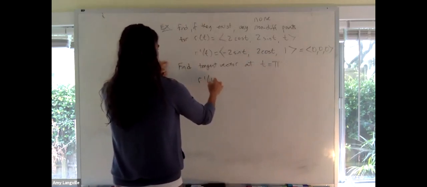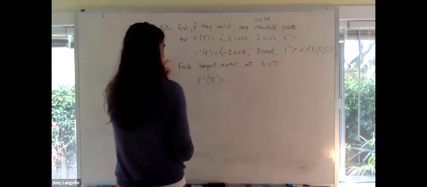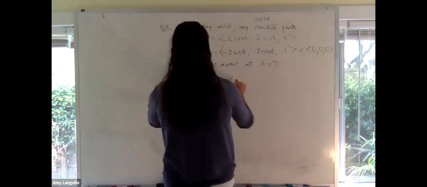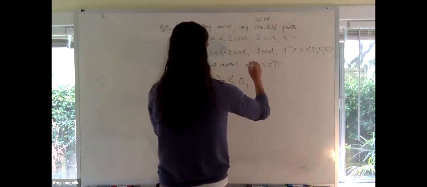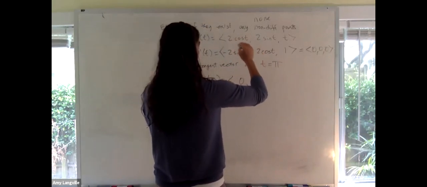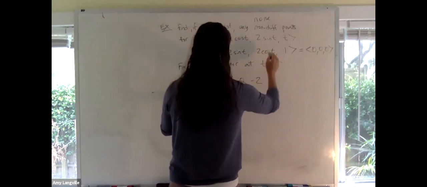The tangent vector occurs when your derivative evaluates to that point. So sine of pi, let's see, that's 0. Cosine of pi, let's see, that's -1, times 2.